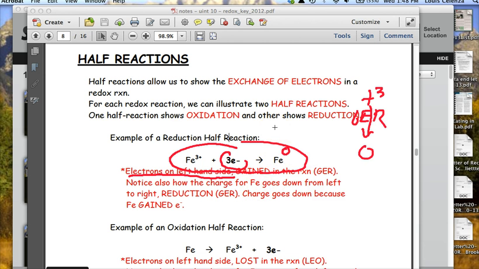So two things, because they will give you half reactions and ask you to identify the reduction half reactions or the oxidation half reactions, so you have to be able to do this. So always remember two things. The electrons for reduction are always on the left side of the arrow, and the oxidation number has to go down.